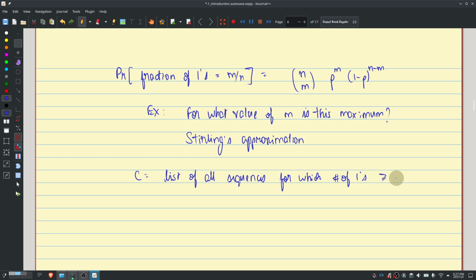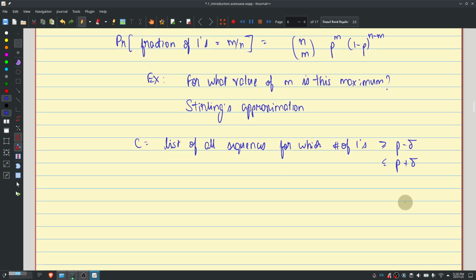So let's say the number of ones is greater than or equal to some p minus delta, but less than p plus delta. I just give some small amount of slack. It's a very inefficient approach, but let's say I list all possible sequences for which this happens, and just label them. C is this particular list.